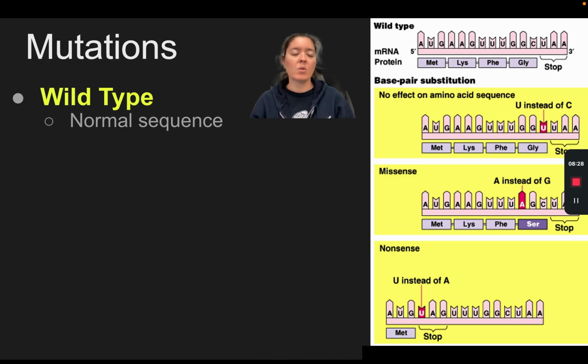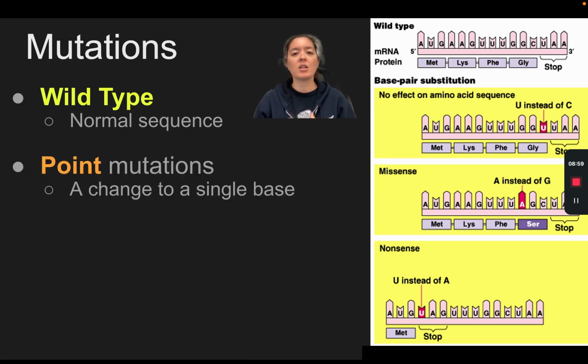Wild type. Whenever you see wild type, that just means the normal sequence, the way it should be. Point mutations are just a change to a base. So something, it should be an A and it gets changed. It should be a G and it gets changed. So just one single point on that gene gets changed.